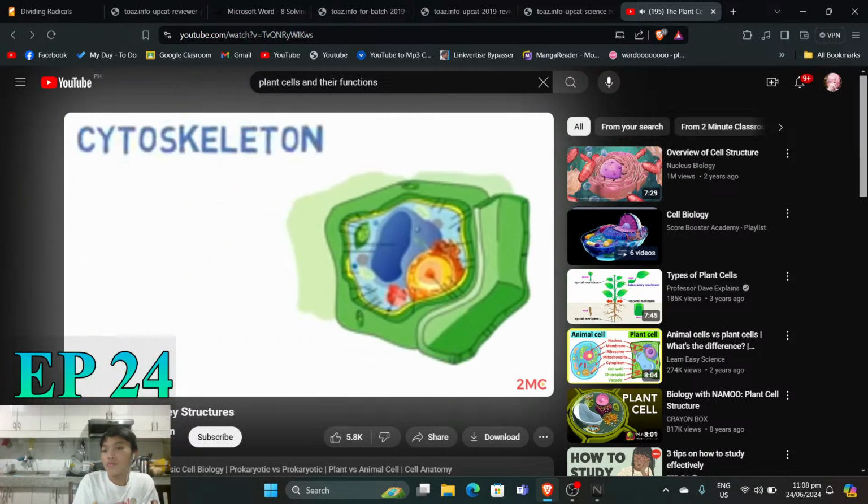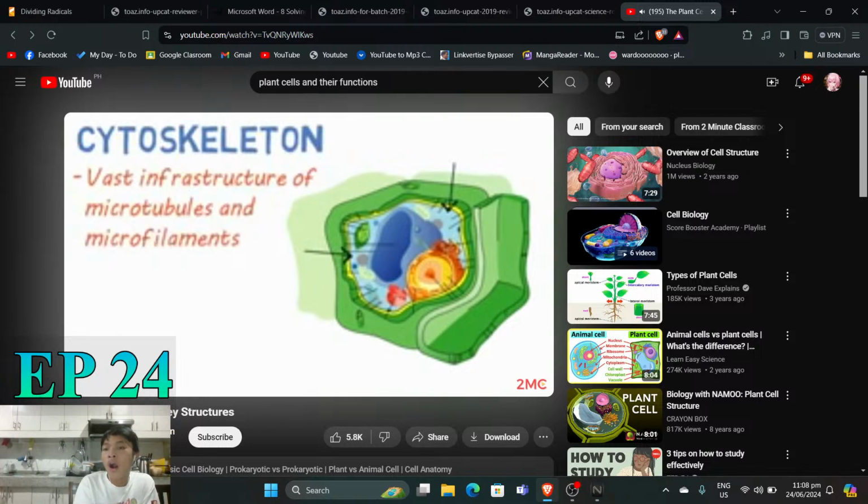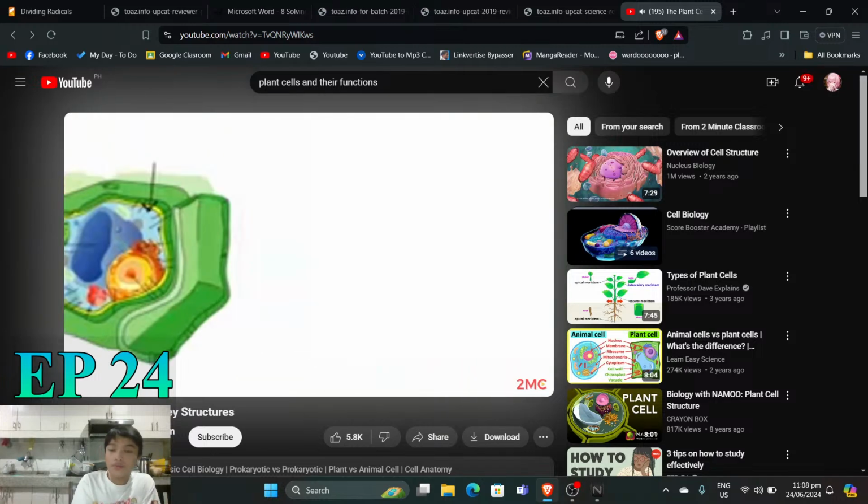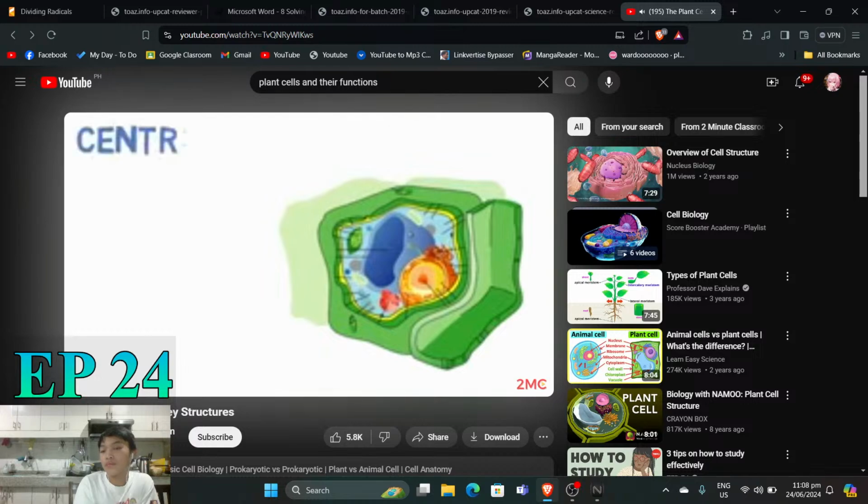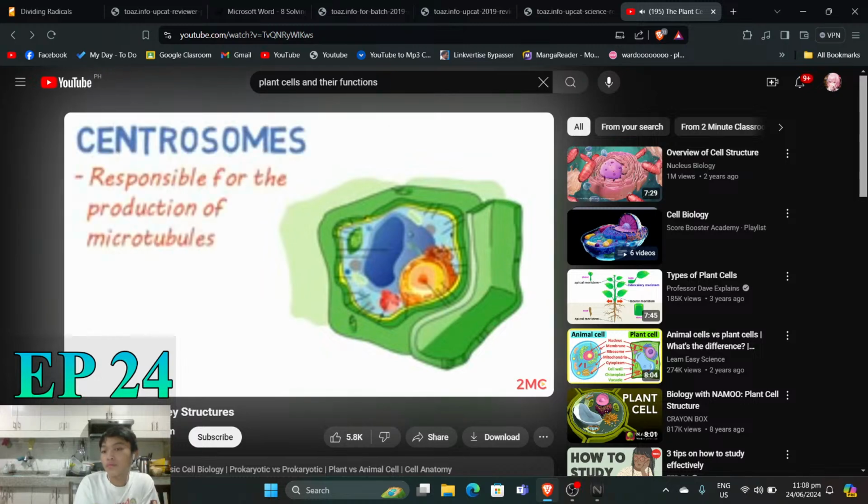The cytoskeleton is the structure and framework of the cell. It contains a vast infrastructure of microtubules and microfilaments. It gives cells their shape and structural support. The centrosomes are usually located near the nucleus and are responsible for the production of microtubules. They also play a critical role in mitosis, moving to the ends of the cell and helping it divide.